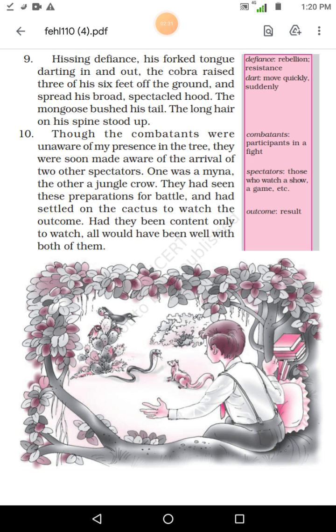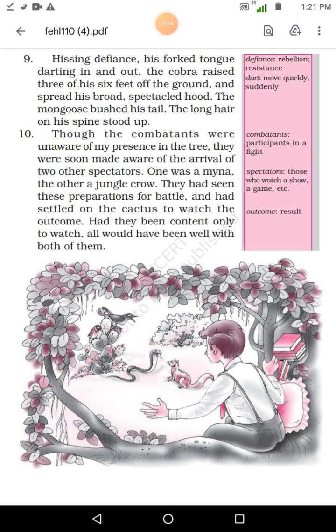And the author was ready to witness the grand, most classical fight of the Indian classical fight. What is that? The fight between the cobra and the mongoose. Okay, but neither the mongoose nor the cobra knew that he was watching from the top of the tree. Okay, shall we get into the topic? Yes.